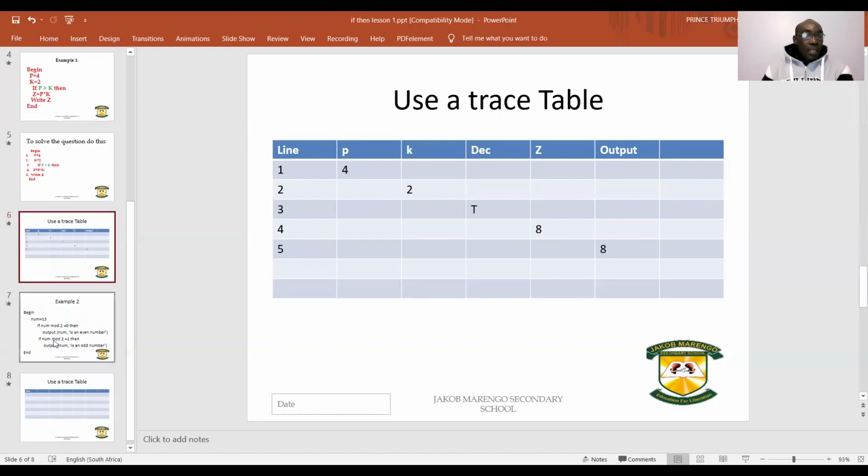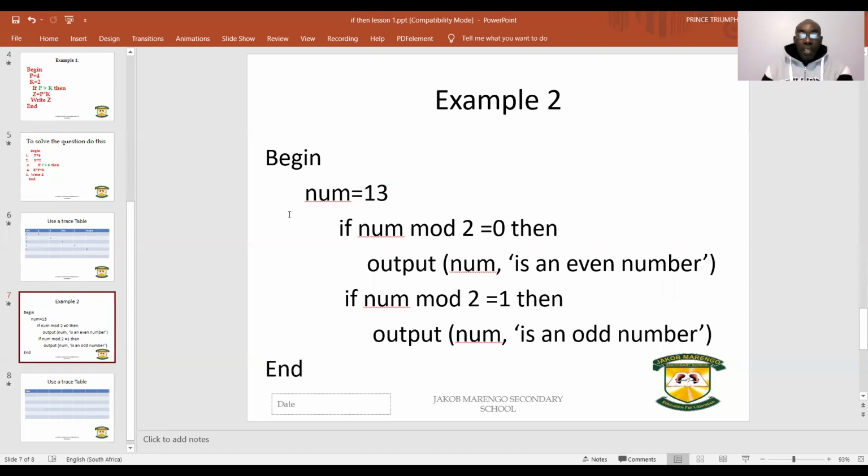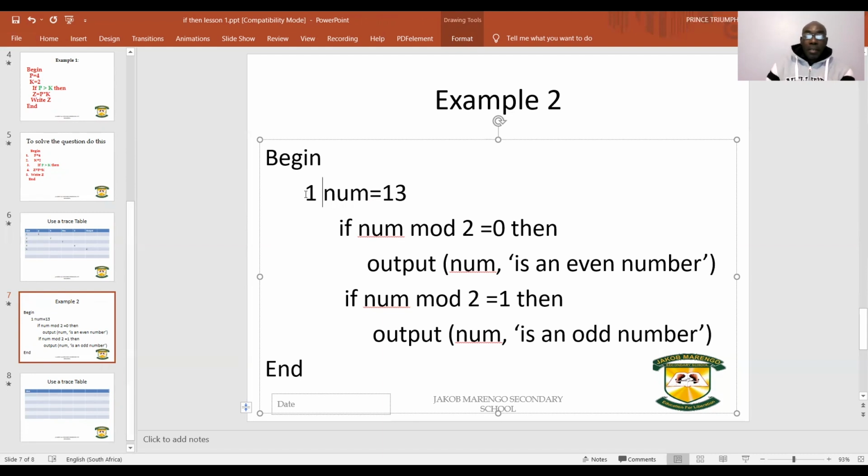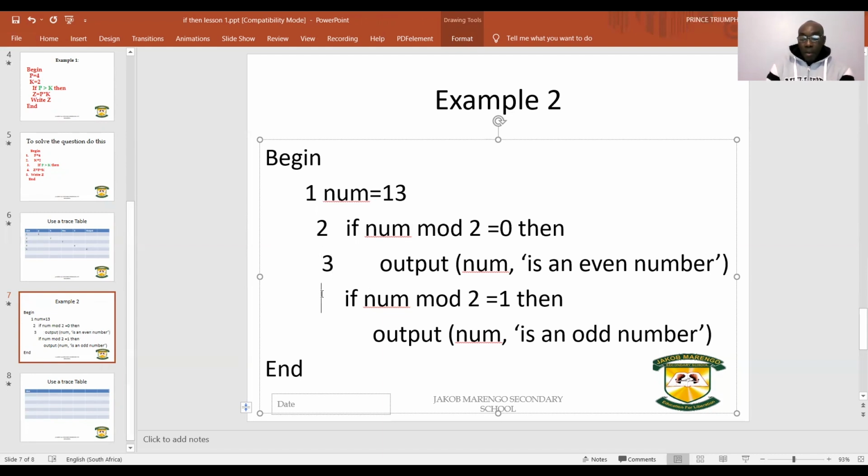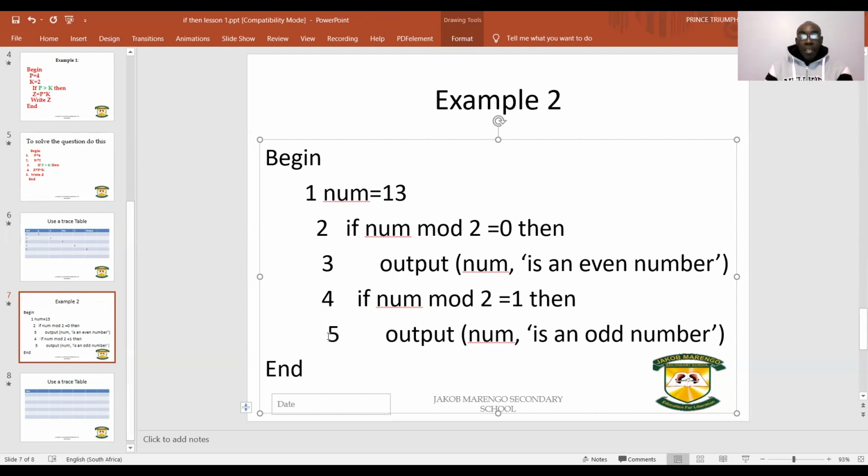Let us look at another example. In this example, we have num is 13 and a condition here. What did I say you should do? First of all, number it. All right, you're going to see, I'm going to number it now. Number your algorithm. Can you see that I did not number my end? I did not number my begin.